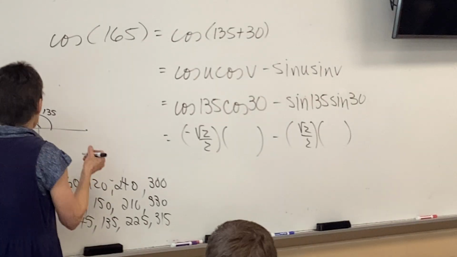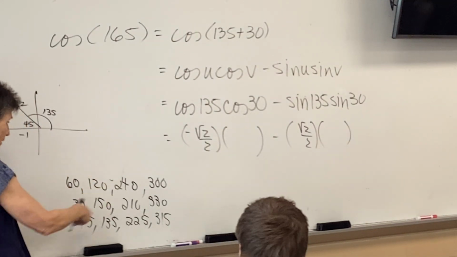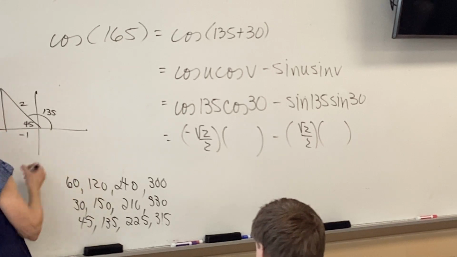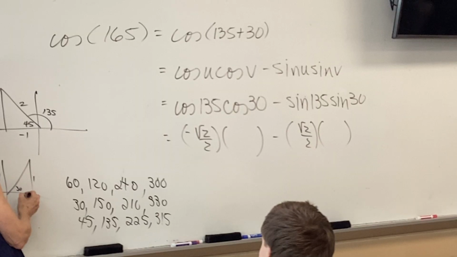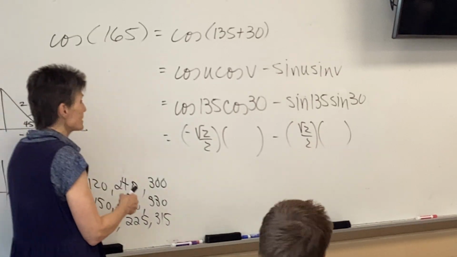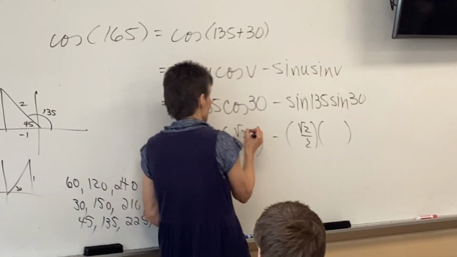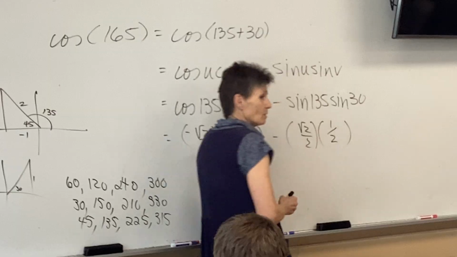And then 30, I don't know if you necessarily want to try to draw all of these, but you can draw your 45 for sure. And then your 30, did we already do 30? Yeah, we already have the 30. So the cosine of 30 is root 3 over 2, and the sine is 1/2.